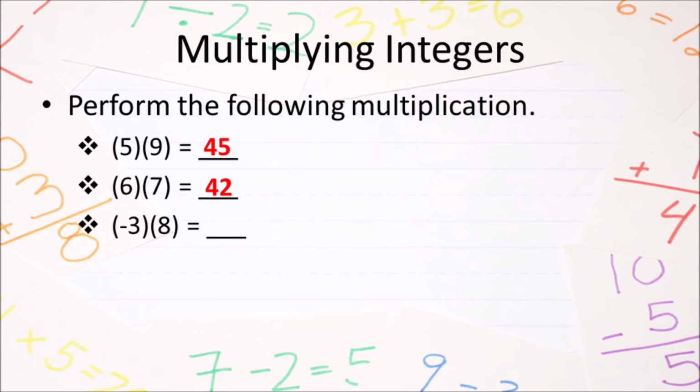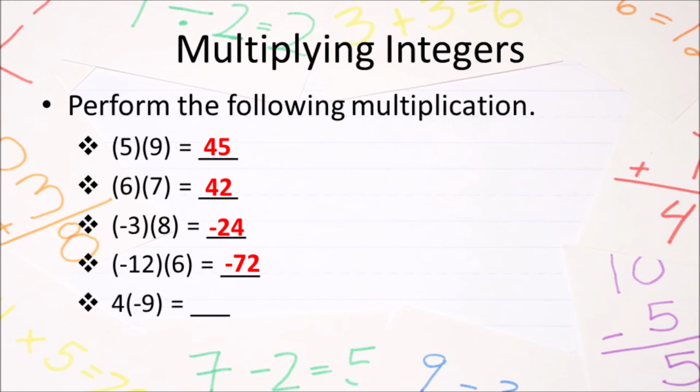But what about negative 3 and 8? I have one negative and one positive. So since I have different signs and I'm multiplying, my answer is going to be negative. And then 3 times 8 is 24. So my final answer is negative 24. If I take negative 12 and 6, once again I have two numbers that have opposite signs. So the product is going to be negative, and 12 times 6 gives me 72. So I have an answer of negative 72.